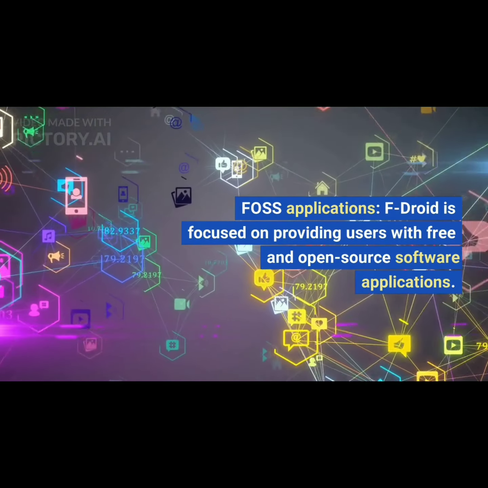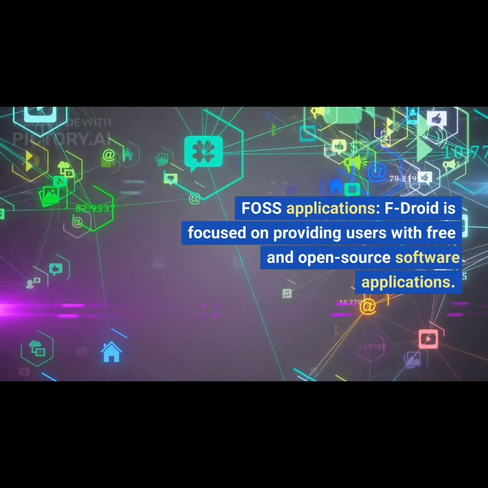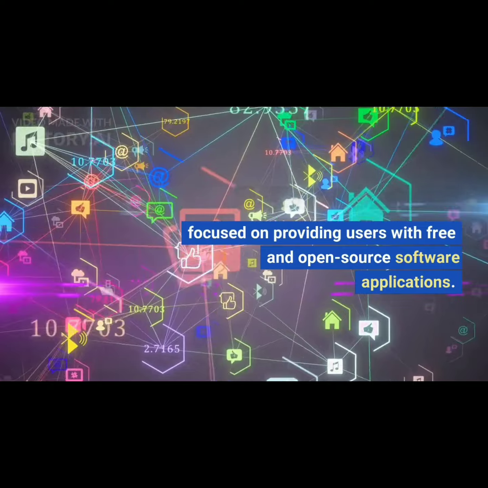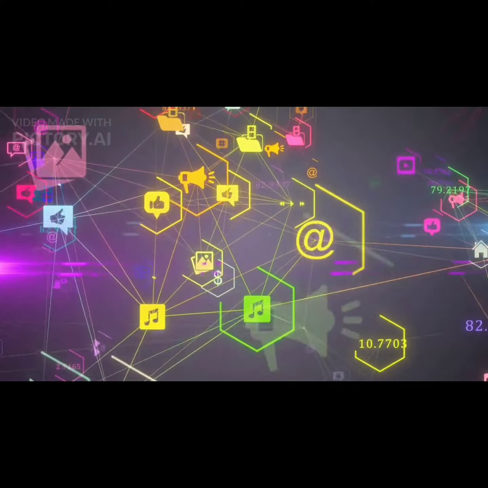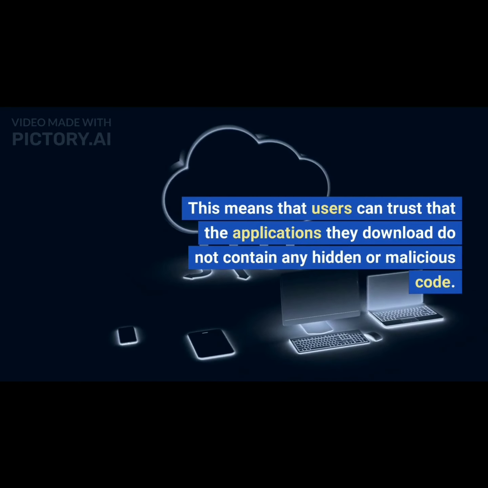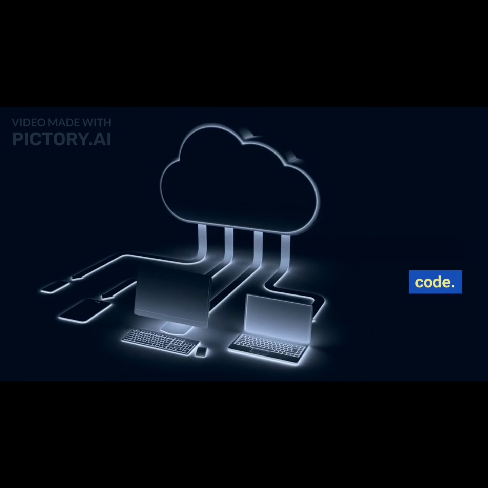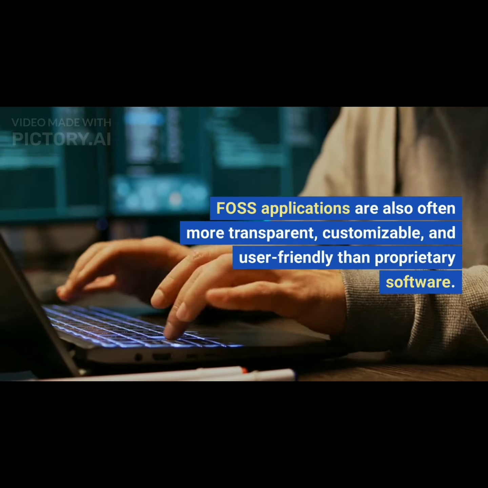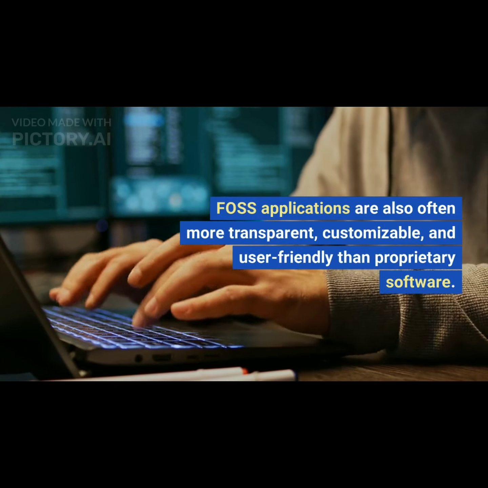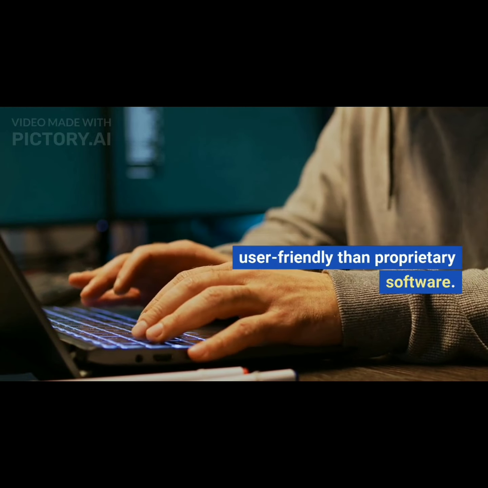1. FOSS applications. F-Droid is focused on providing users with free and open source software applications. This means that users can trust that the applications they download do not contain any hidden or malicious code. FOSS applications are also often more transparent, customizable, and user-friendly than proprietary software.